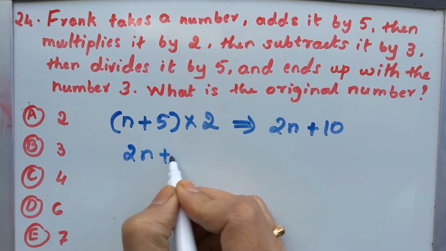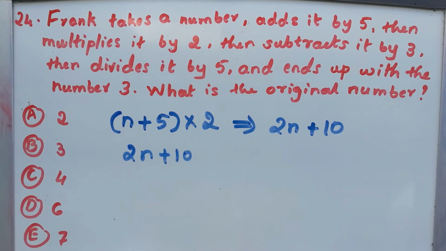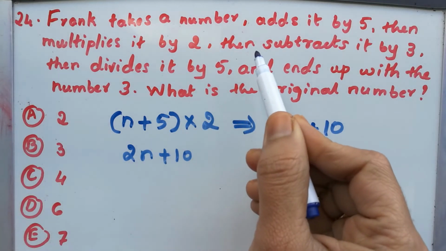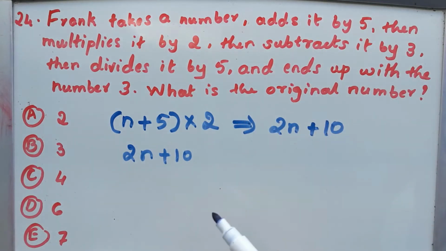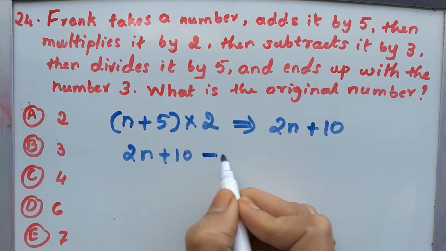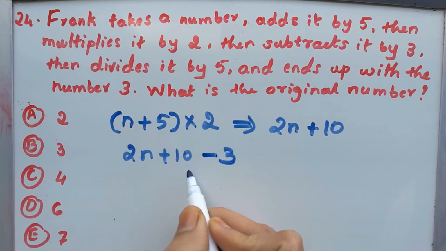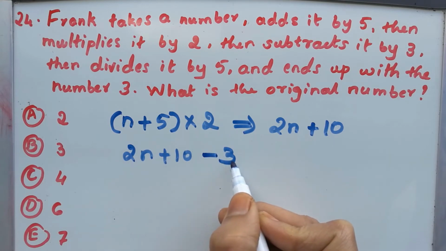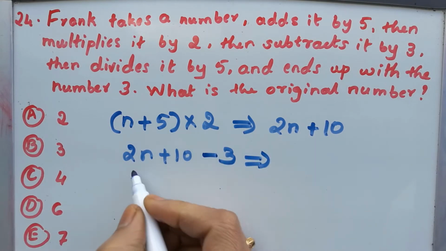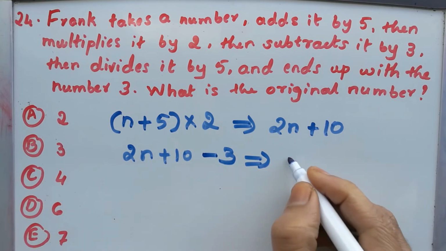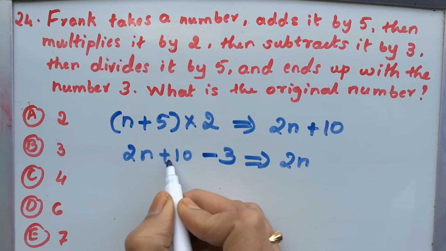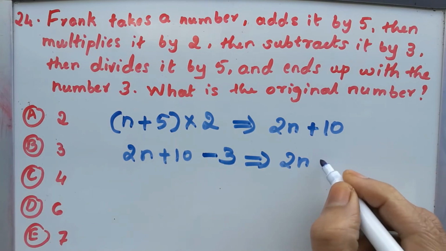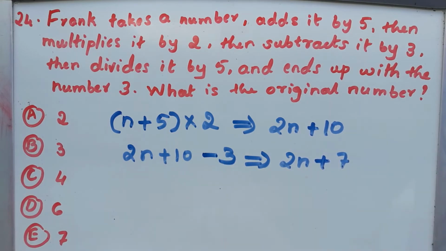2n plus 10. After multiplying by 2 we got 2n plus 10. Then he subtracts it by 3. So the answer he subtracts by 3. So we got 2n, 10 minus 3, 7. 2n plus 7.